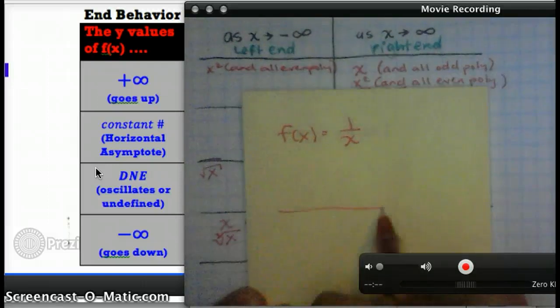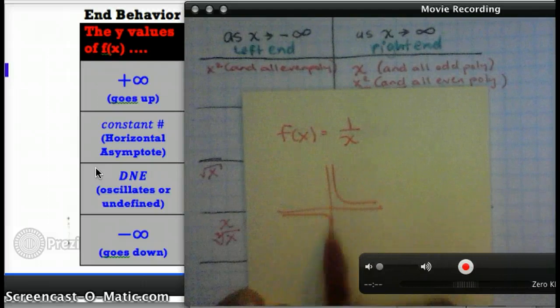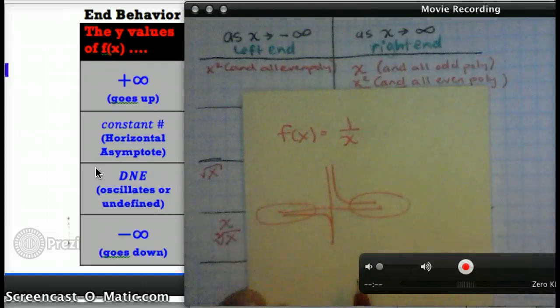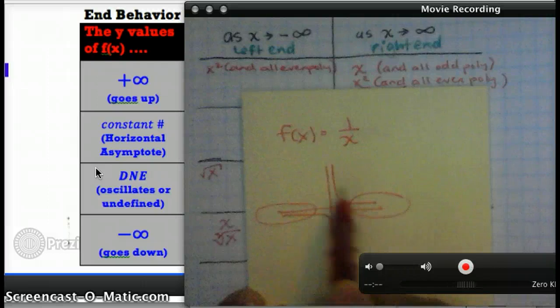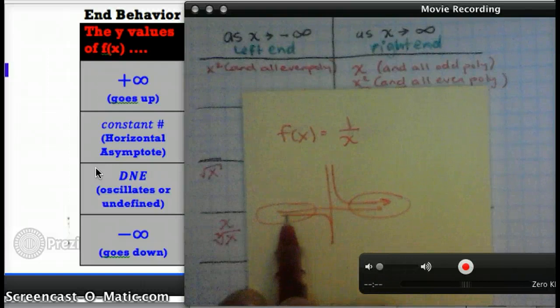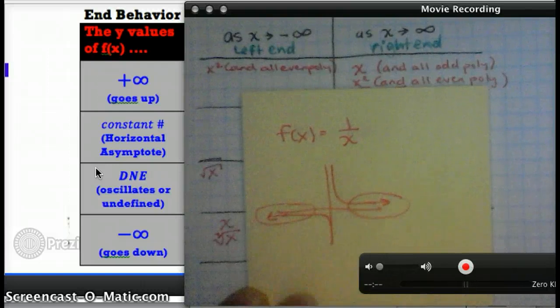All right, so you're very familiar with this one. This is the two-part function that has both vertical and horizontal asymptotes. Right now we're really only interested in the horizontal asymptotes though, because the right end of this function gets closer and closer to 0. And this is actually an asymptote. It's a true asymptote, and both sides have true asymptotes.